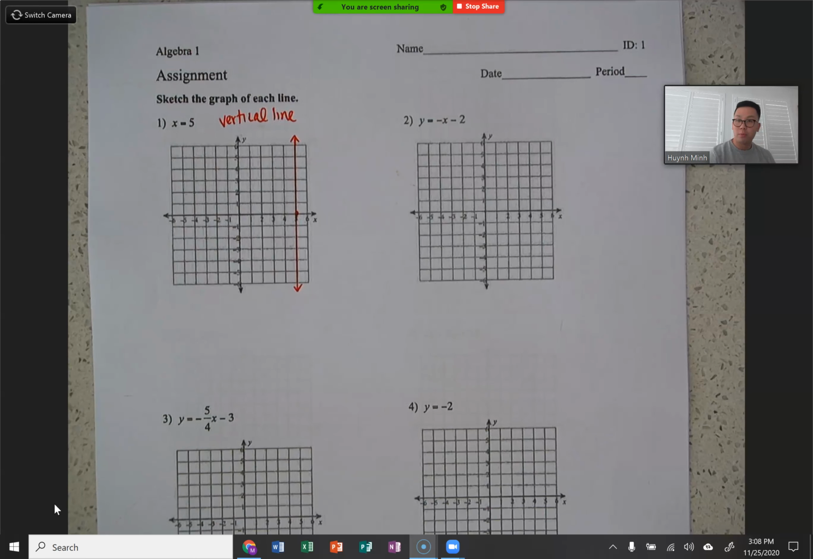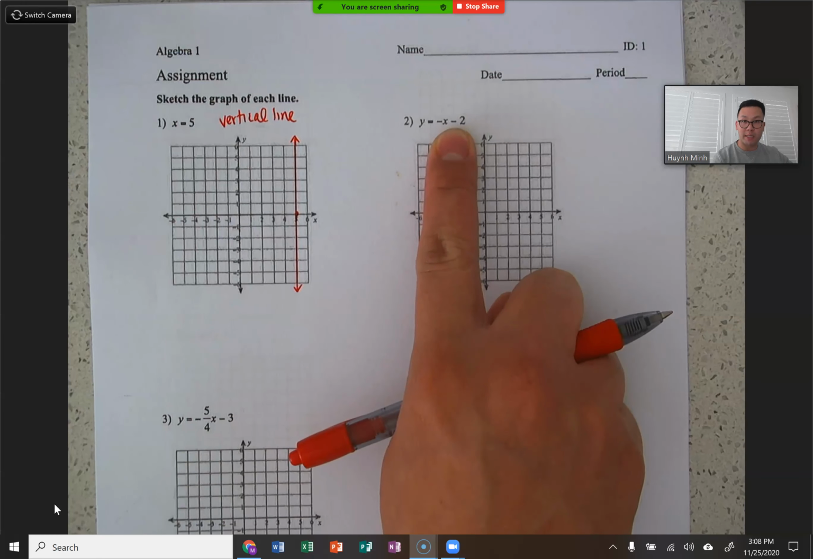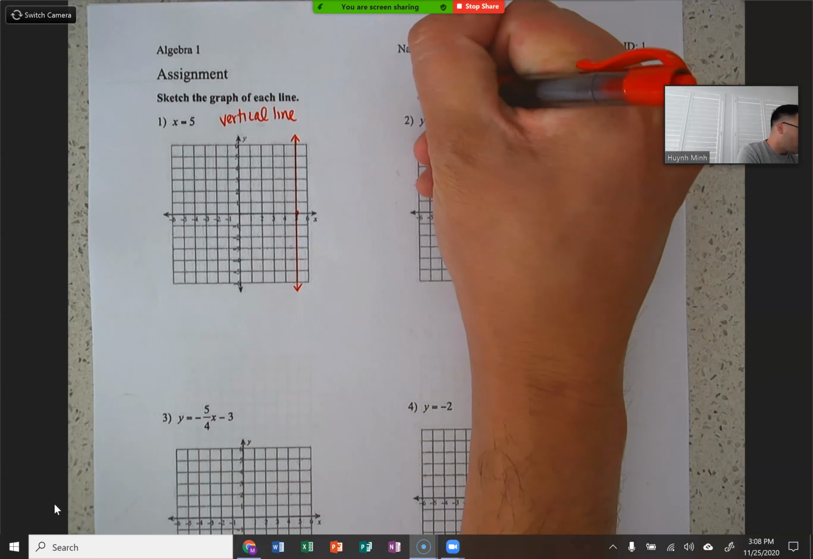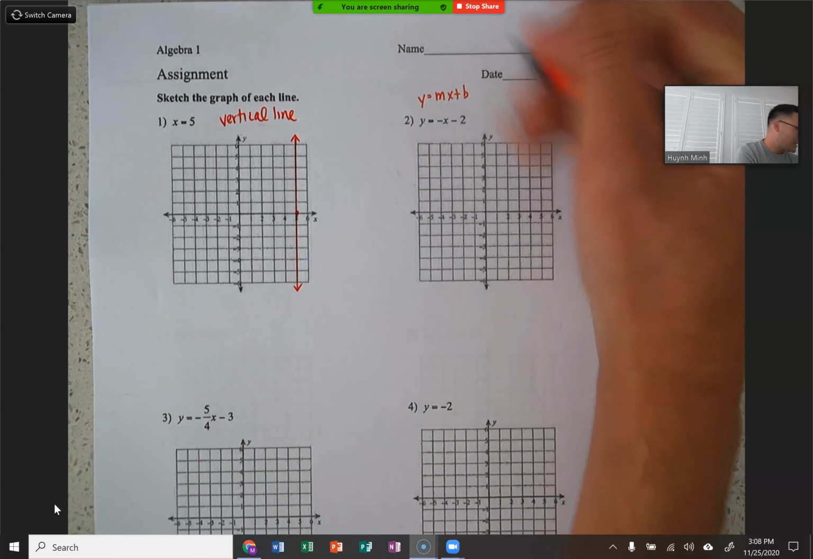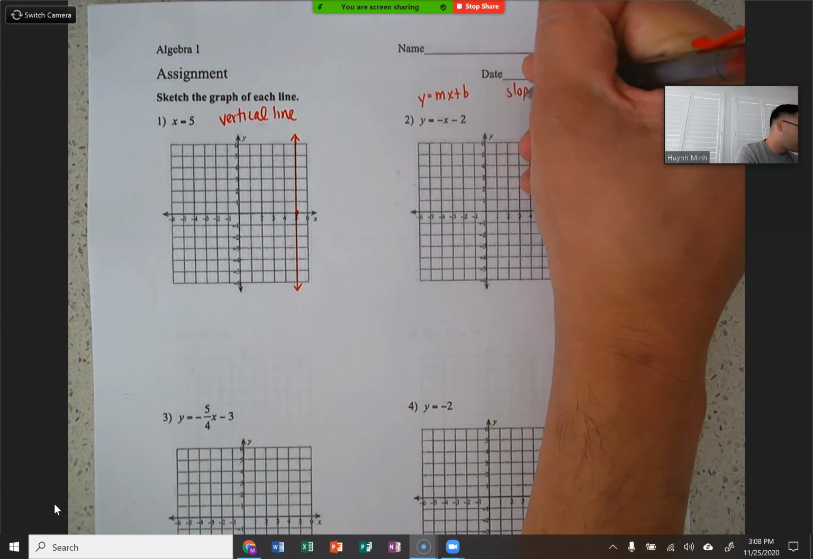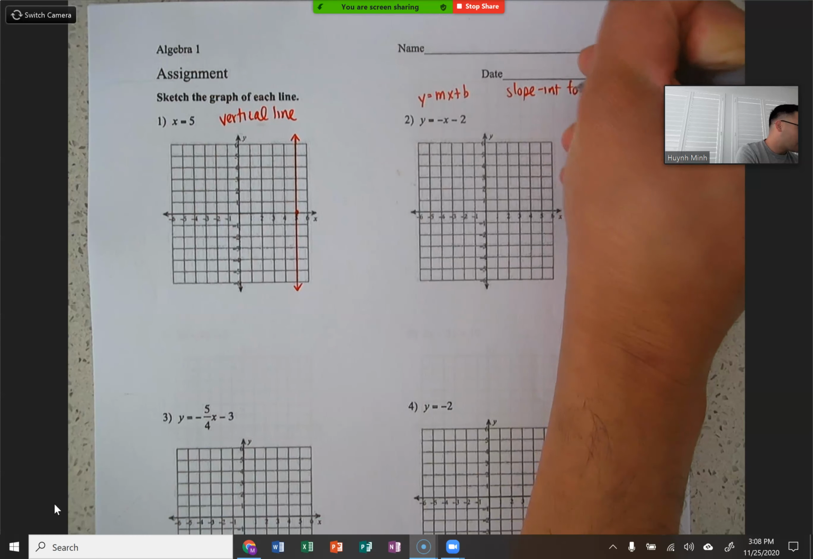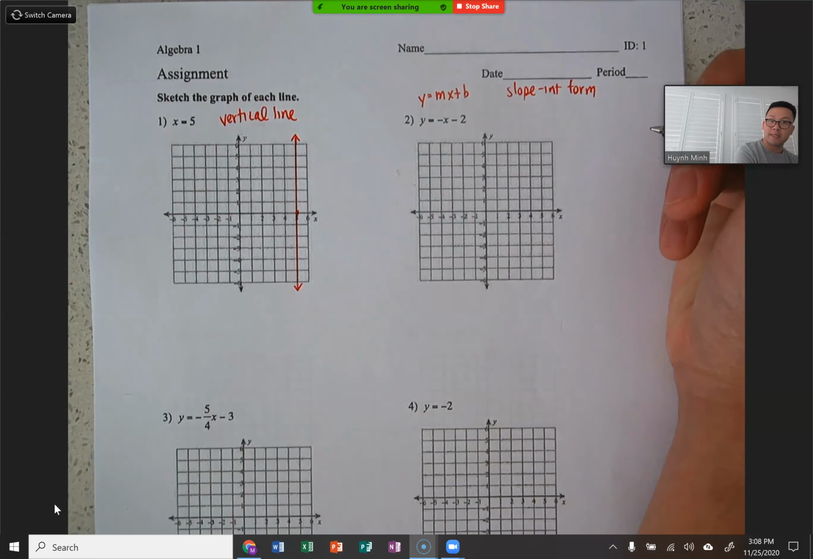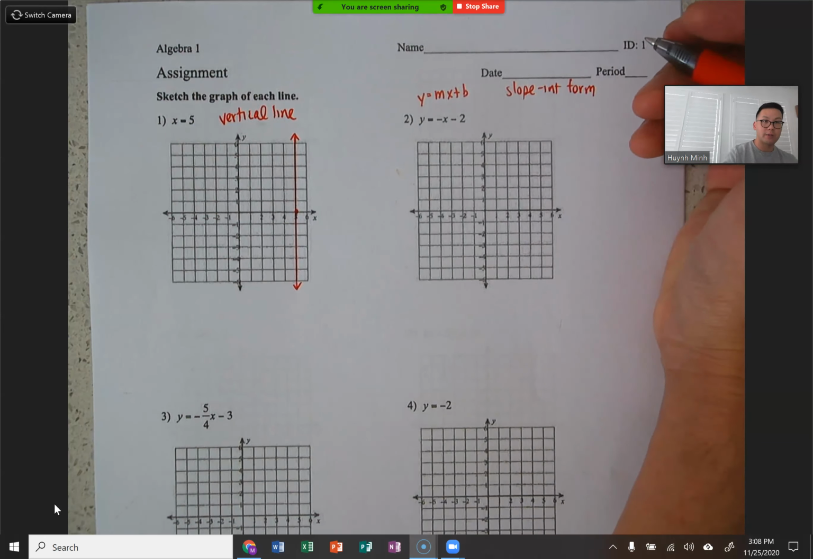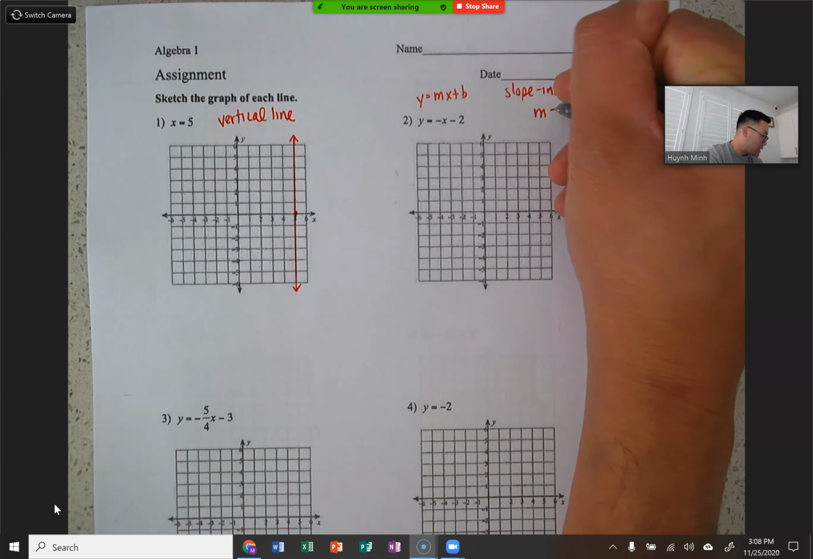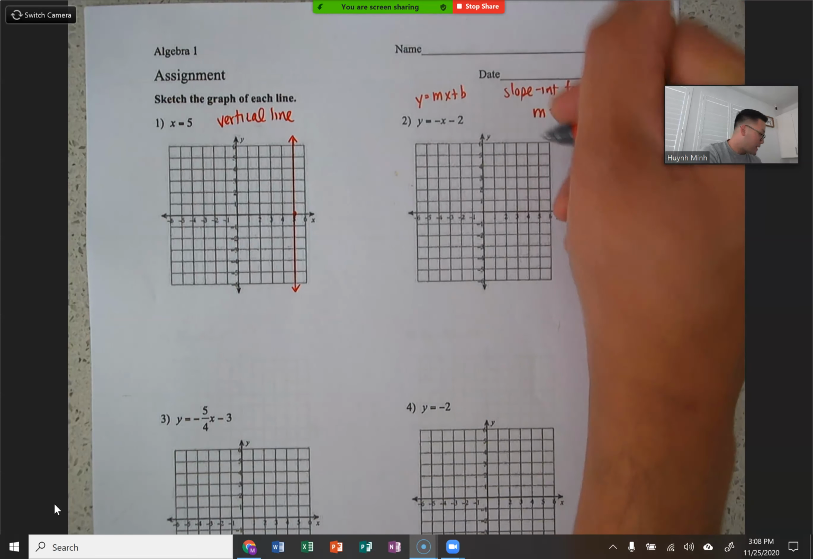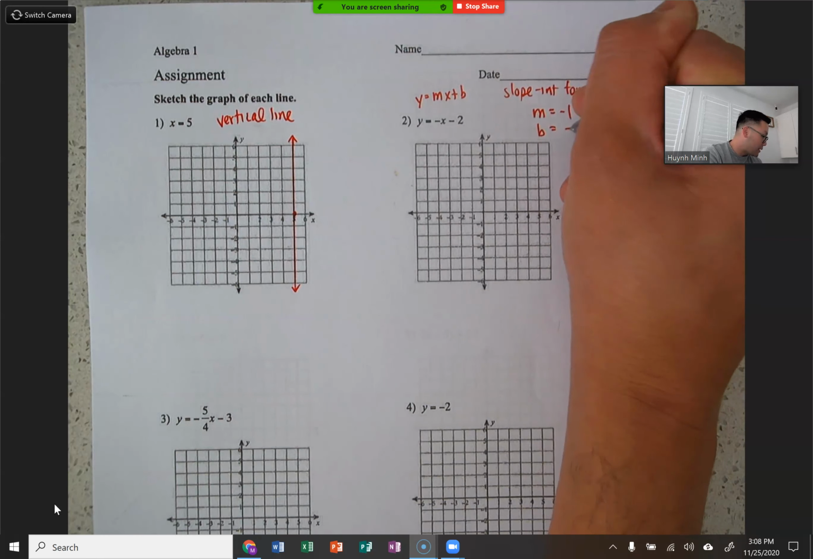Now, doing a problem like number 2, you have to talk about what form it's in. Well, this looks like it's in y is equal to mx plus b, and we talked about this as being slope-intercept form. And with slope-intercept form, we were looking for two key pieces of information. We said that m is equal to -1, and b is going to be -2.